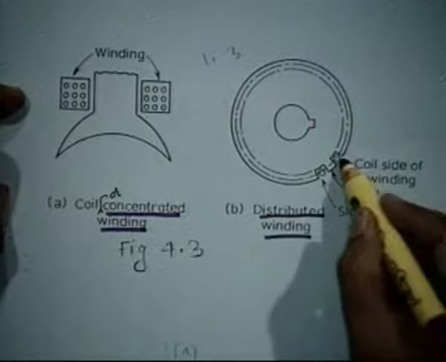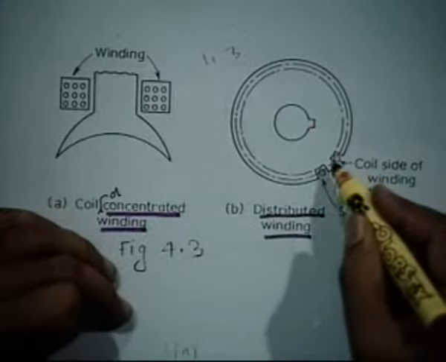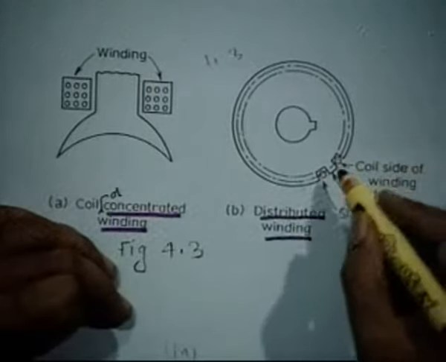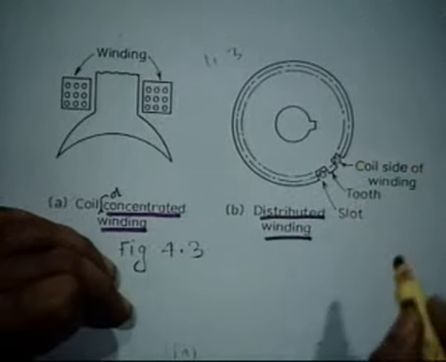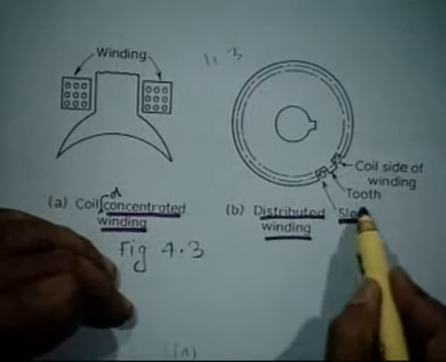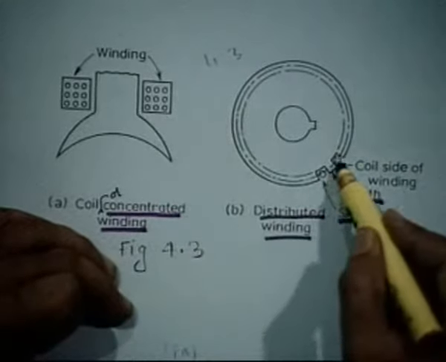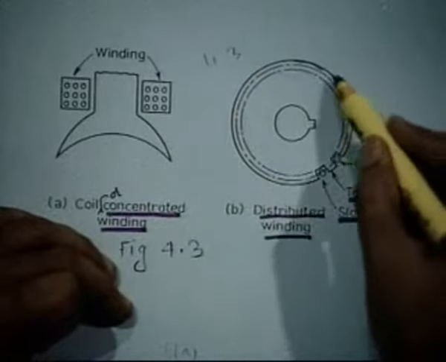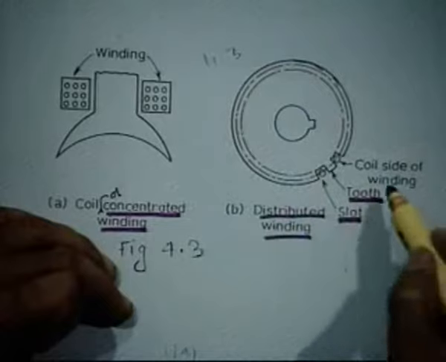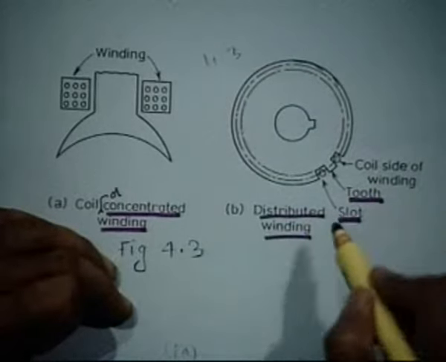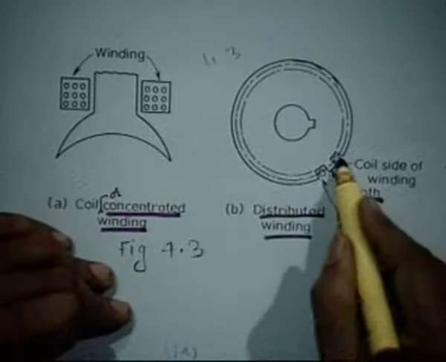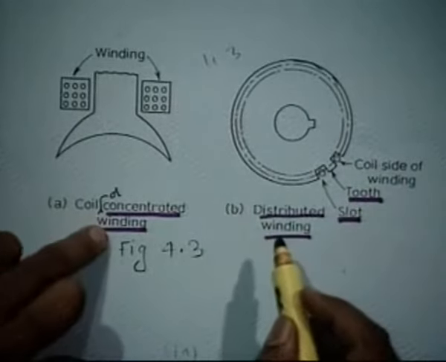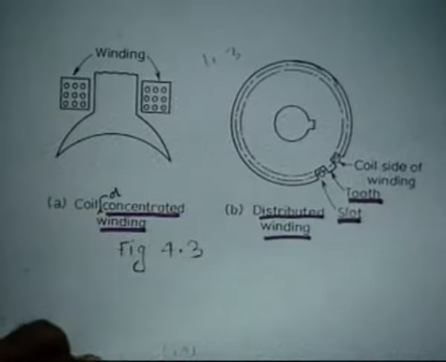So this is a coil side of one winding, and in this distributed winding, you see they are in slots. Between two slots the space is called a tooth. So you have a slot here and a tooth here, and it is uniformly cut on the surface of the core, okay. So we have coil sides of the winding, each with a tooth and a slot. This is concentrated winding, and this is distributed winding, okay.